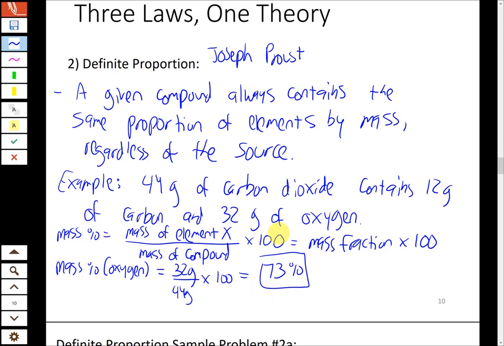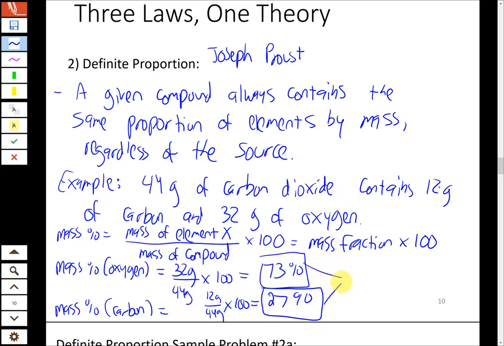Okay? We can do the same thing for any other element. This compound, carbon dioxide, only has 2 elements. So if we do the mass percent for carbon, we said there was 12 grams of carbon, 44 grams total. I'm running out of room. Sorry about that. Let me try again. 12 grams over 44 grams, that's grams of carbon over the total mass of the compound, multiplied by 100 to get to a percent, that's 27%. And what we should notice also is that the 2 mass percents add up to 100.